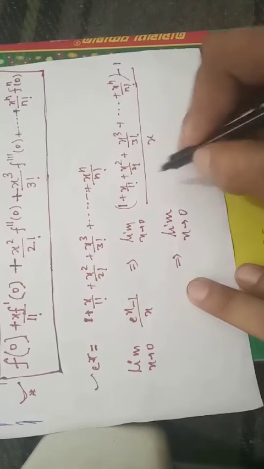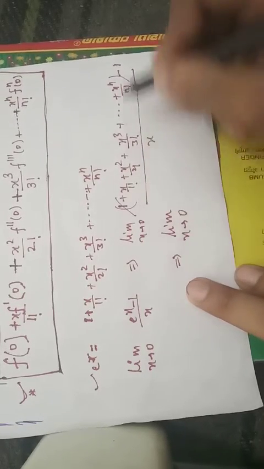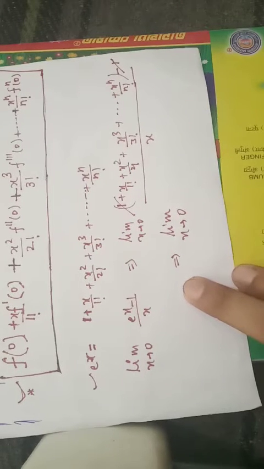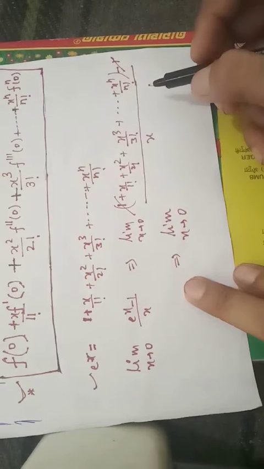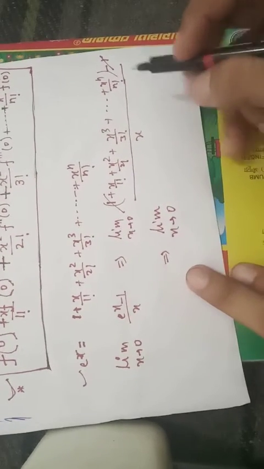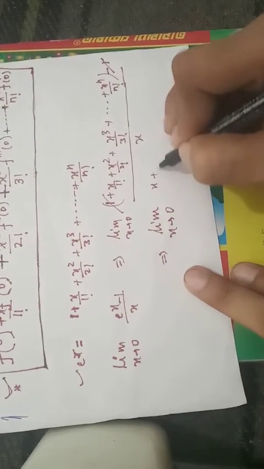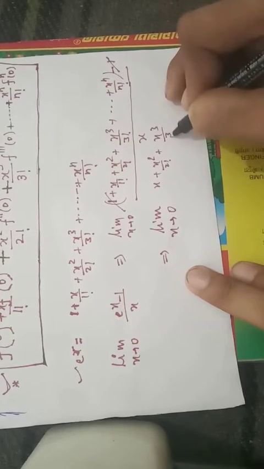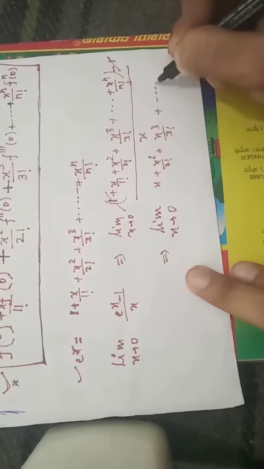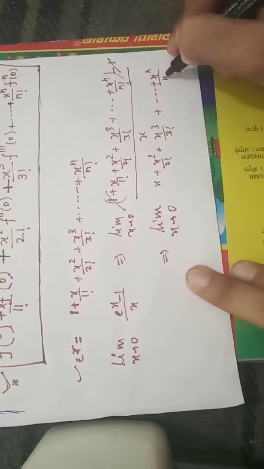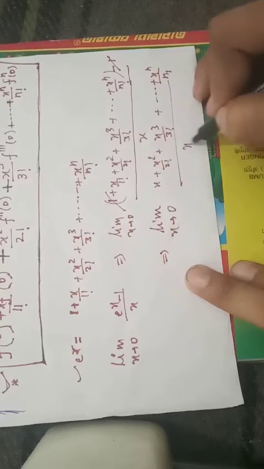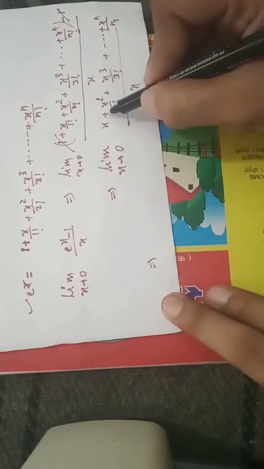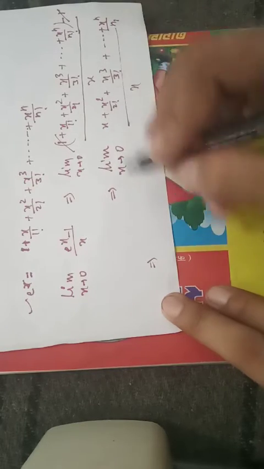Here 1 and 1 will be eliminated as plus and minus. You subtract 1 from 1 and you get nothing. Now we have x plus x square upon factorial 2 plus x cube upon factorial 3 plus dot dot dot plus x to the power n upon factorial n, all upon x. I think you are getting it well. Now you can take x as common from here.